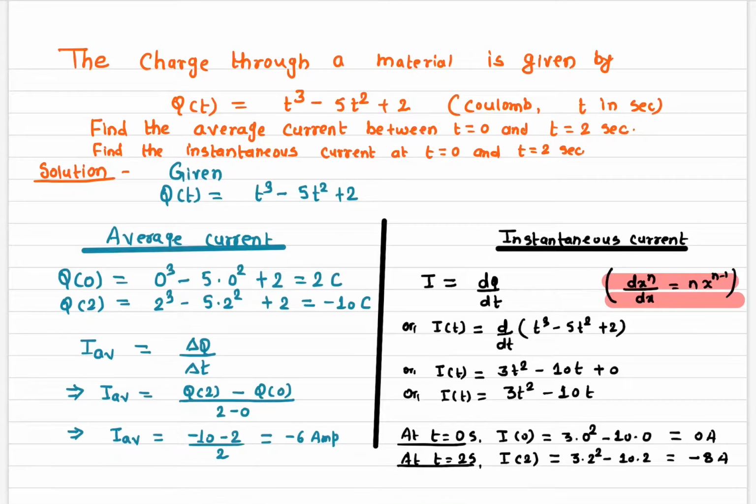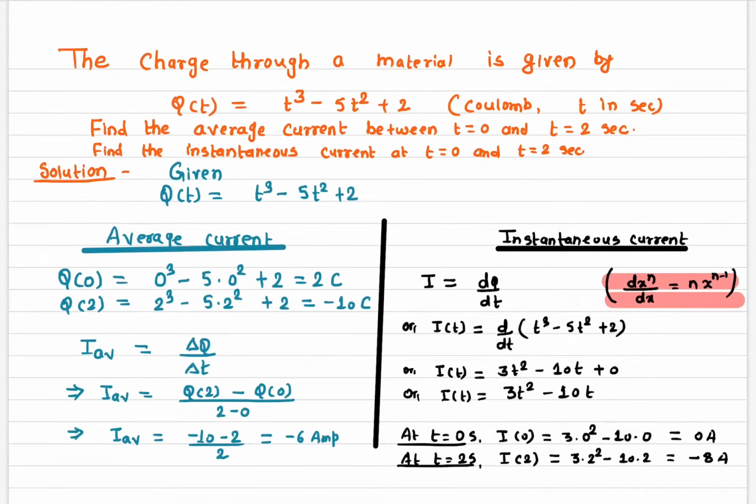If that is the case, we need to find out the average current between time t equals 0 and time t equals 2 seconds, and the instantaneous current at two particular times, time equals 0 and time equals 2 seconds.